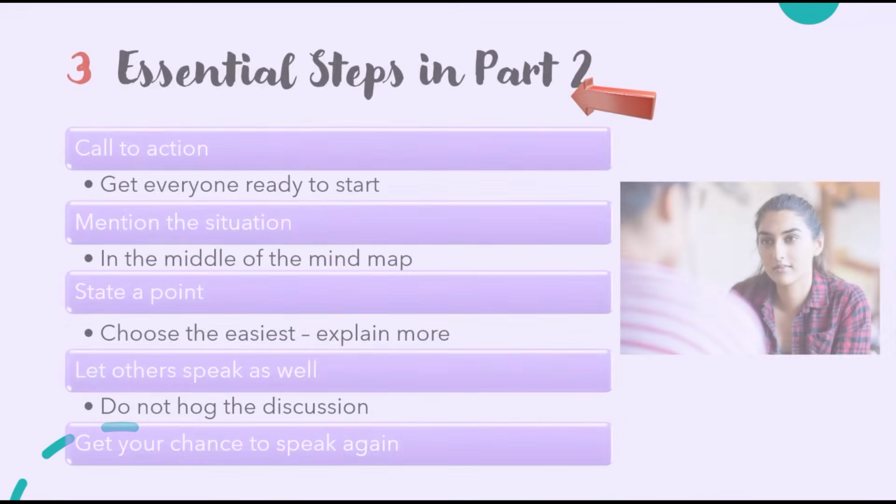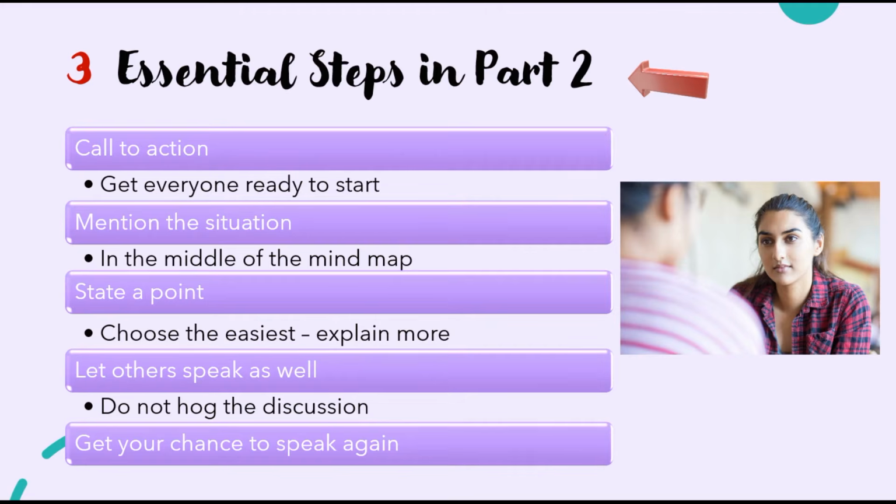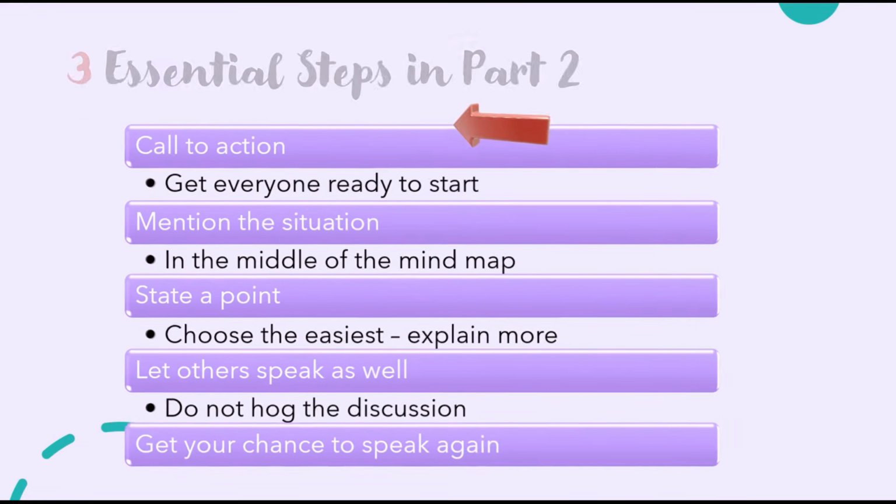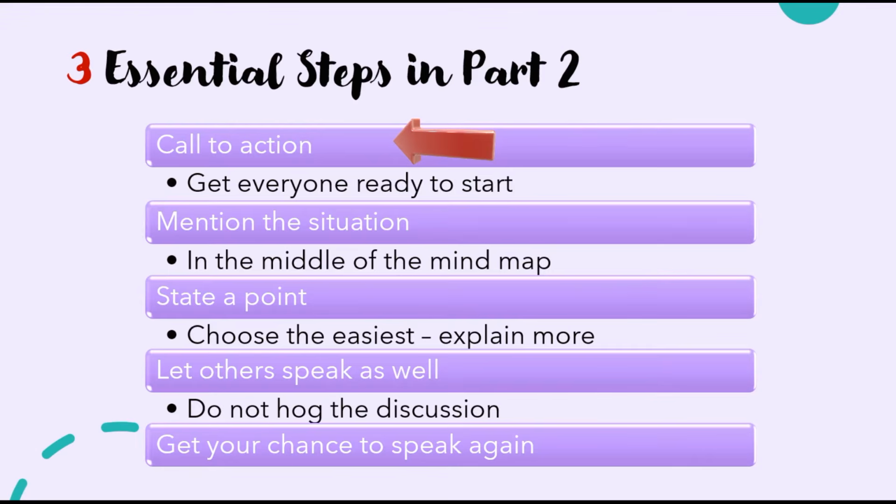Let's now move on to the third part of the video, which is the essential steps to take in part 2. Essential means something that you need to do. So these here are the steps you need to do in part 2. The first step that you need to take is the call to action. In other words, you will be the first one to start the conversation. Call to action means that you get everyone's attention to start part 2. We'll look more into this later on in this video.